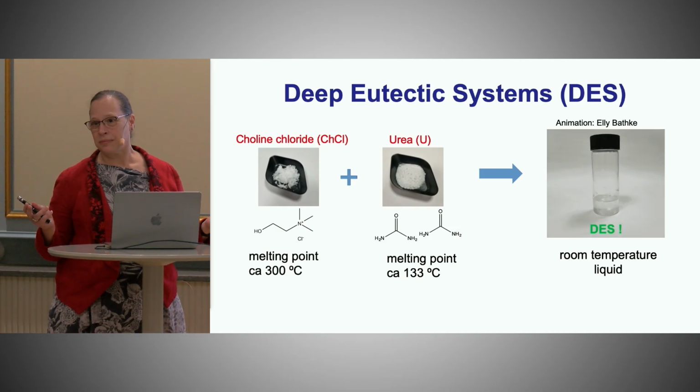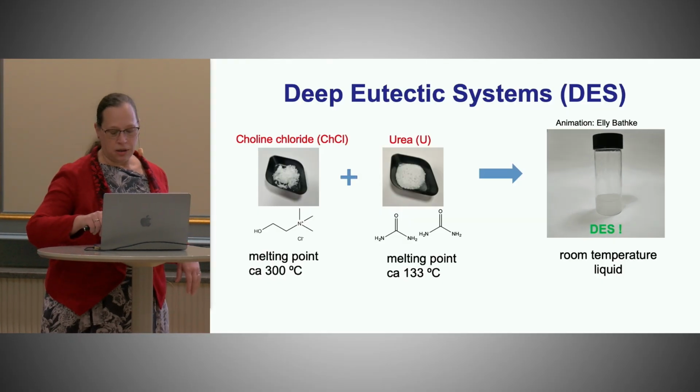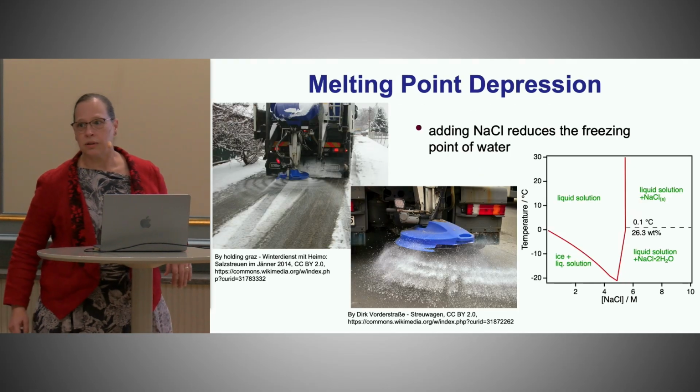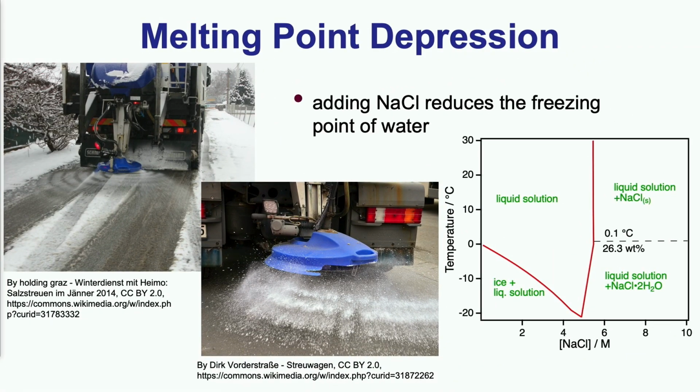So what's going on? Why, if I take these 2 solids and mix them, do I get a liquid? I think this is something you're actually all very familiar with. Of course, in Sweden, when the roads freeze, you send out the gritter trucks, the trucks that spread the salt on the road. And if you mix salt and water, you get a depression of the freezing point. And so here, when you have water and salt up to about 5 molar sodium chloride, you can see that you get a decrease in the freezing point, which of course means that your roads won't freeze till you get to minus 20 degrees instead of freezing at 0.